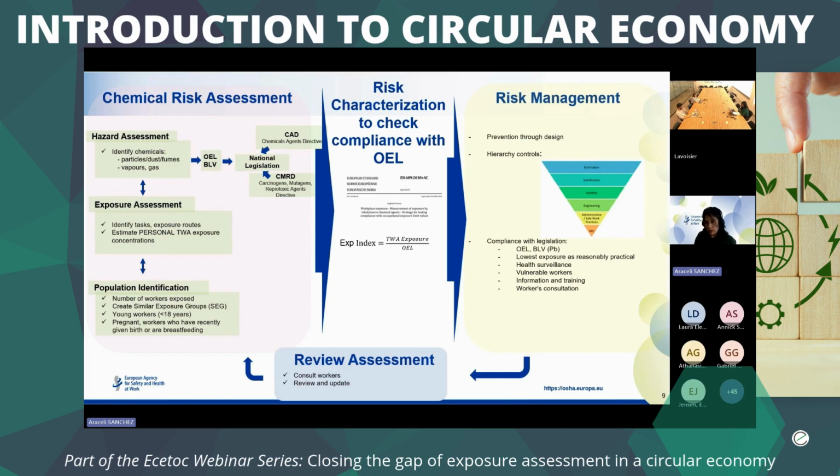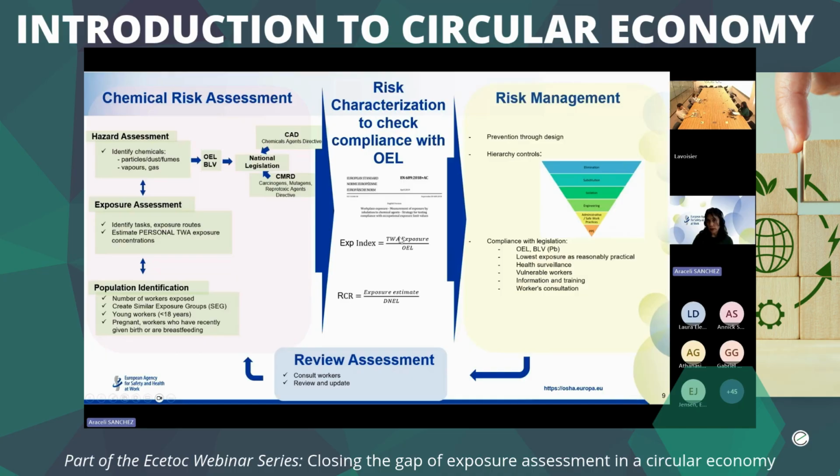In these cases, one could use the data that is provided in the REACH dossiers. This is the derived no-effect level, and using the same exposure information, this is what is called the risk characterization ratio. This is not in OSH legislation. This is done in REACH, but for those cases where there is no occupational exposure limit, it does give you an estimate of the risk.